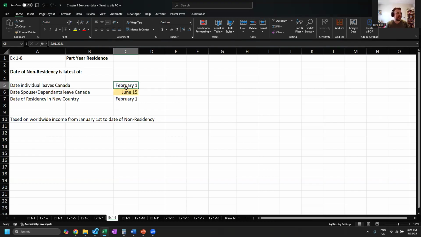So since he got the new job and moved to the new country February 1st, he's going to be a resident of Canada until June 15th. So from January 1st to June 15th, he will report all his worldwide income in Canada. After June 15th, since his work is out of country, he probably won't have to report any more income because he has no more Canadian income to report.